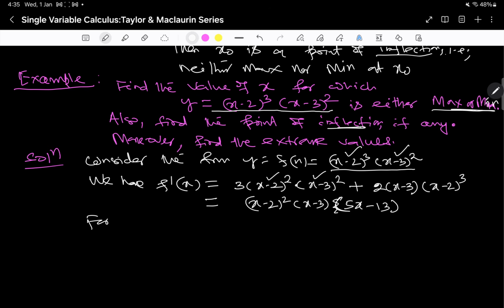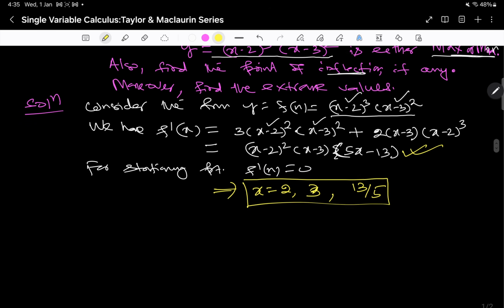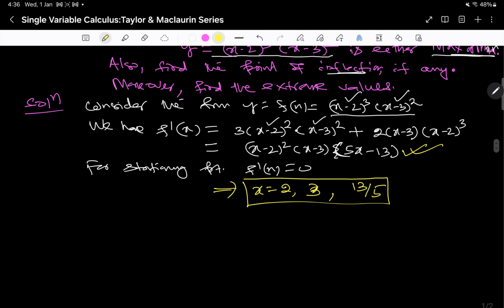For stationary points, f dash x is equal to 0. So this implies if you solve it, x is equal to 2, x is equal to 3 and x is equal to 13/5. So these are the stationary points. We are getting 3 stationary points. Now at individual stationary points we see the functional value.